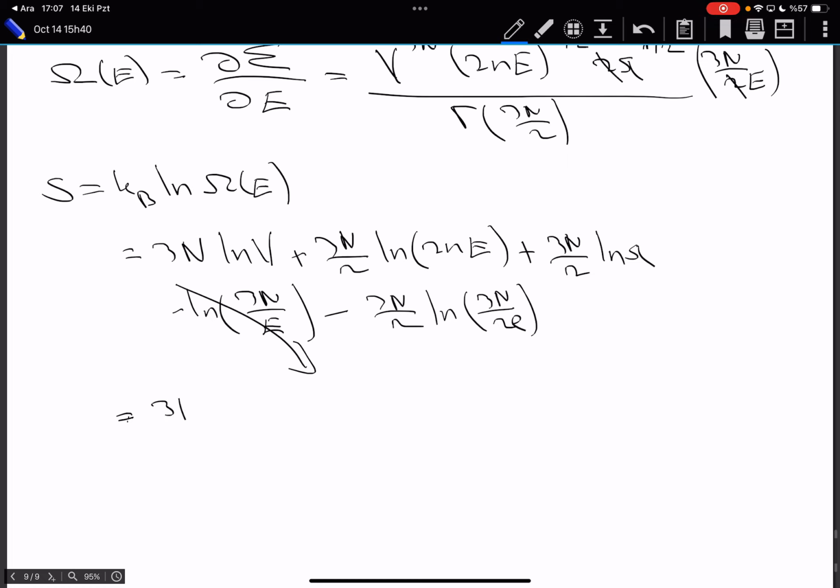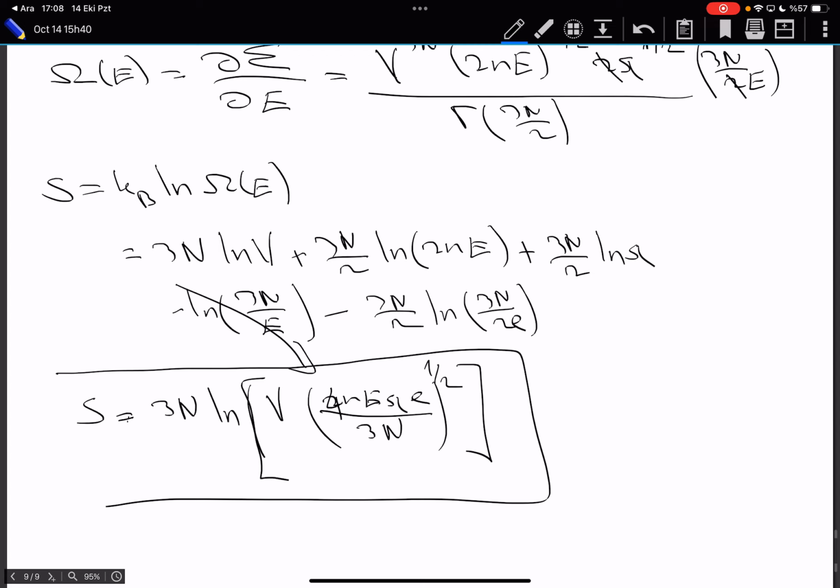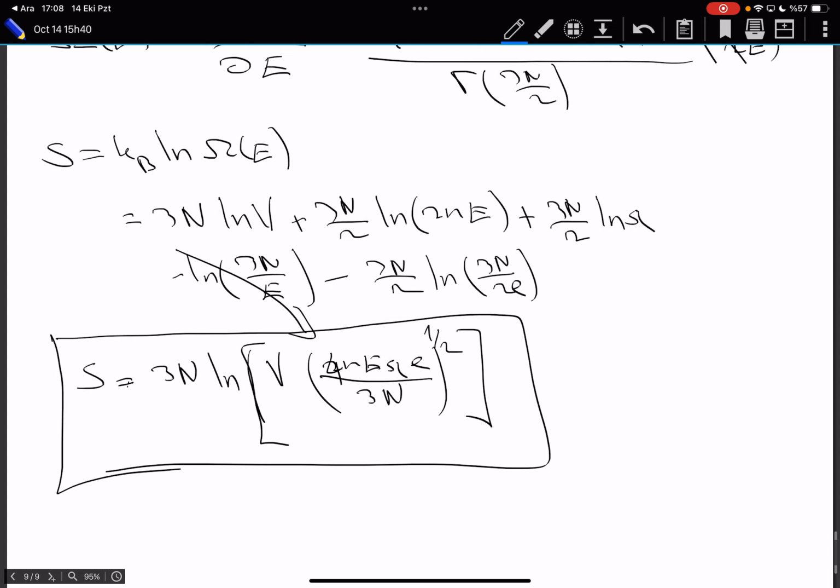Well, let me combine all these results. It will be 3n times logarithm of v times (4 m e pi, small e divided by 3n) to the power 1/2. This is the entropy of my ideal gas in terms of its energy, the volume, the number of particles, etc. Now, if you don't like the energy, we already know how energy is related to temperature. You can also relate this to temperature.